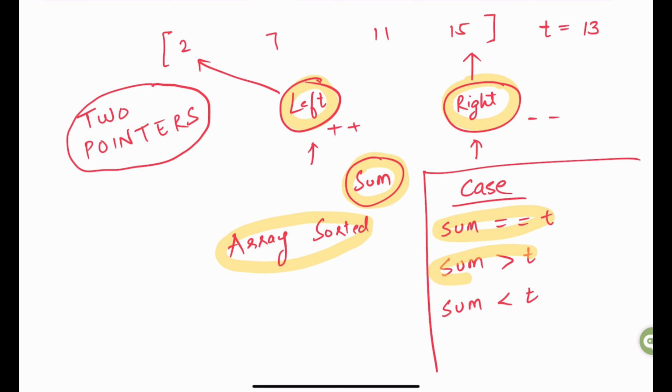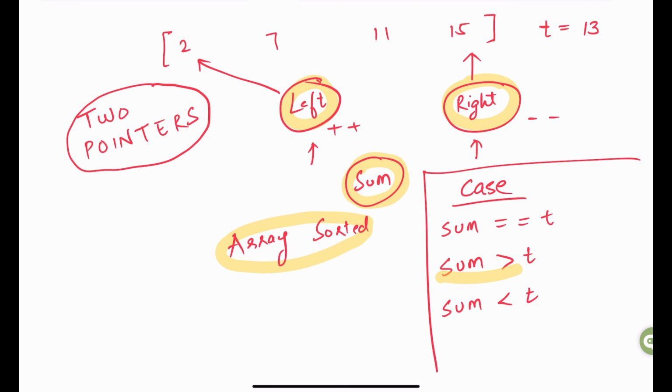Sum is equal to target, or greater than, or less than the target. If the sum is equal to the target, it means we found the pair whose sum is equal to the target, so we can stop the iteration and return its corresponding indices.